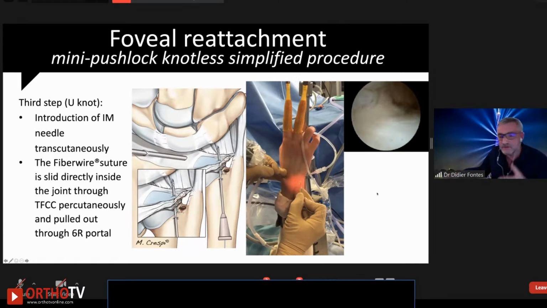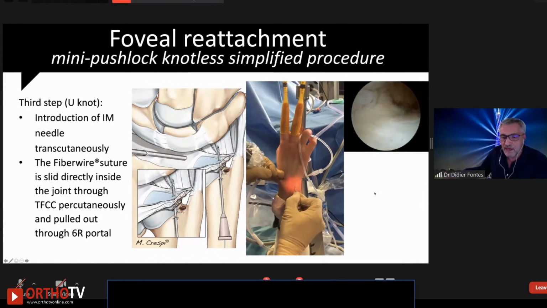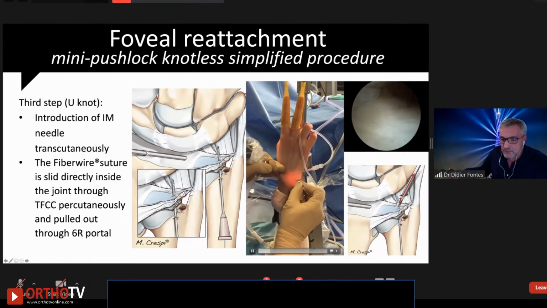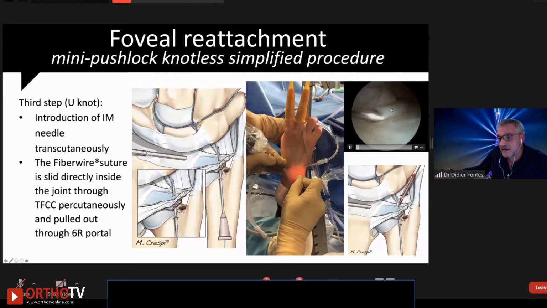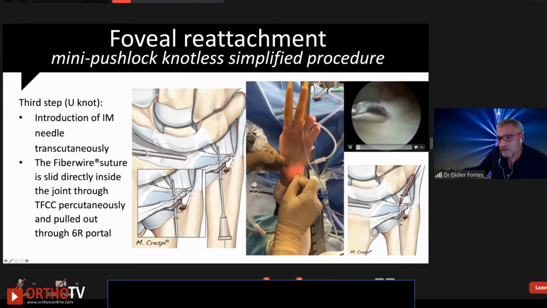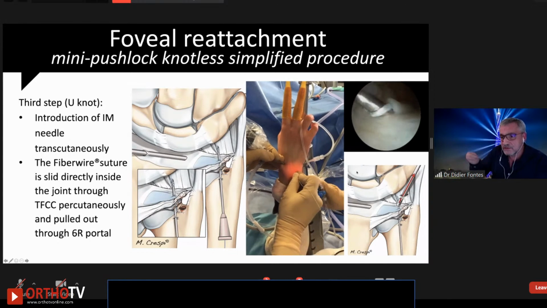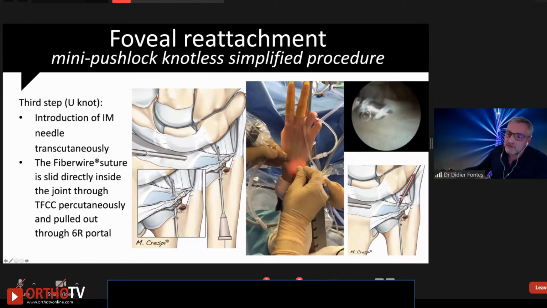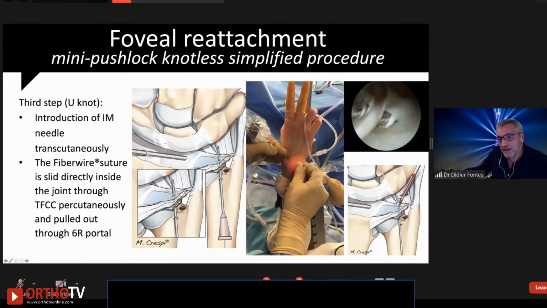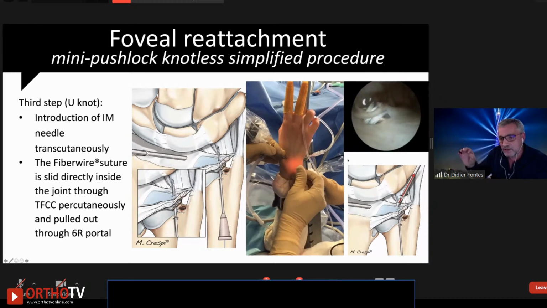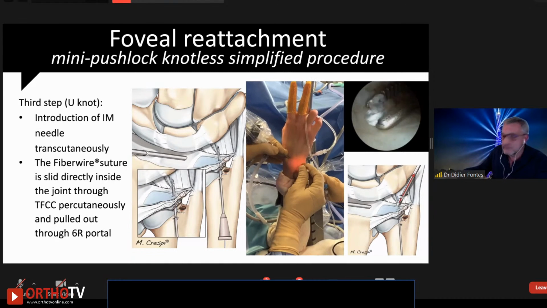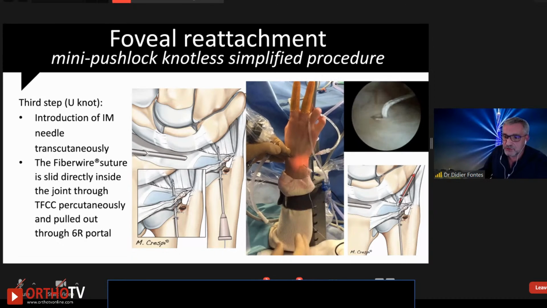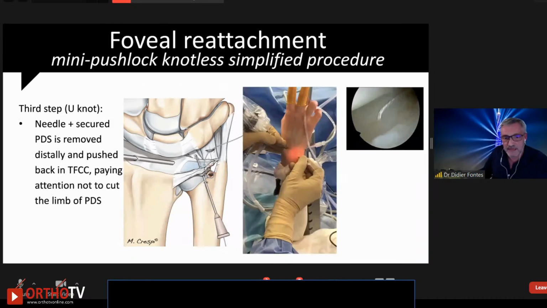You don't have the 14 steps that are described by Bill Geissler. You introduce your needle 1 centimeter more proximal to the 3-4 portal, and you introduce it inside your TFCC, pulling your suture like that. You do this little turning to recover your stitches, and you don't remove your needle. You have to pull it only a few millimeters. You will reintroduce it through 2 millimeters more dorsal. So you recover your suture through the 3-4 portal like that.